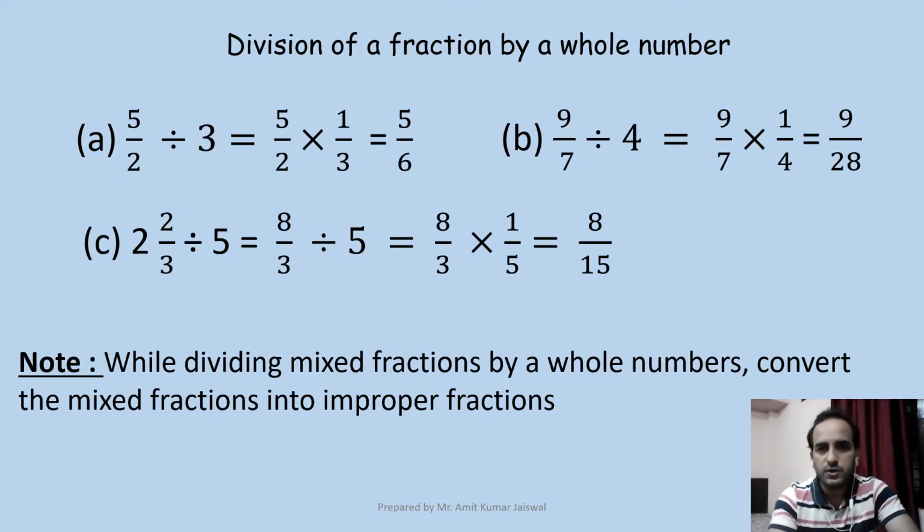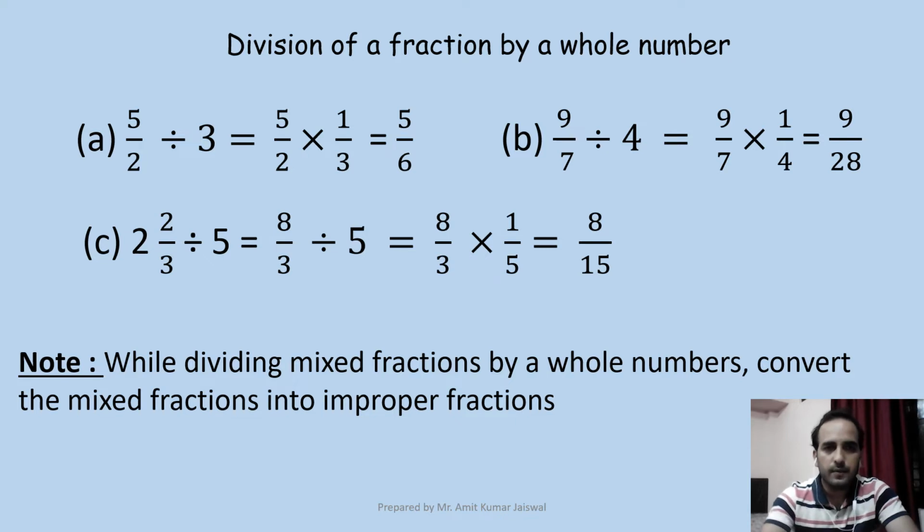Division of a fraction by a whole number. The A part is saying 5 upon 2 divided by 3. 5 upon 2 is a fraction, an improper fraction. The improper fraction 5 upon 2 is divided by a whole number 3.